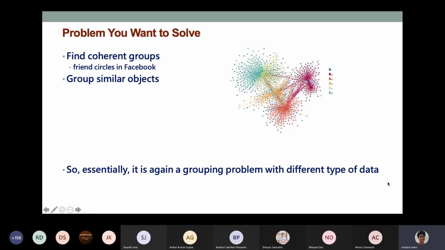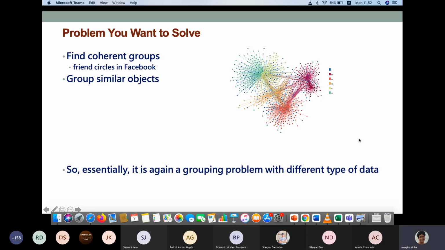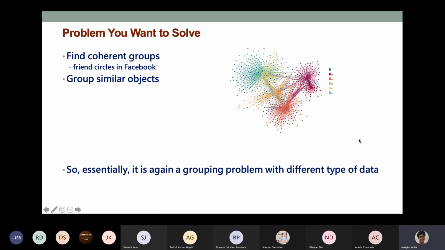So to find coherent groups, what do we need to do? Again, the same thing: group similar objects. But only in this case, we do not have any information beforehand about the groups or the classes or the clusters. So our whole objective is to learn the groups. So essentially, it is again a grouping problem with a different type of data.